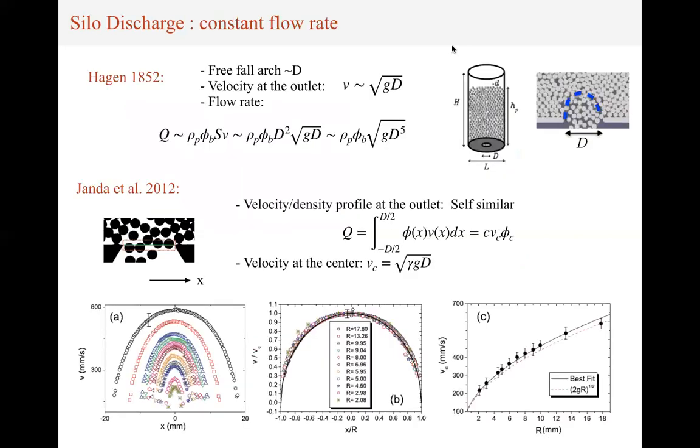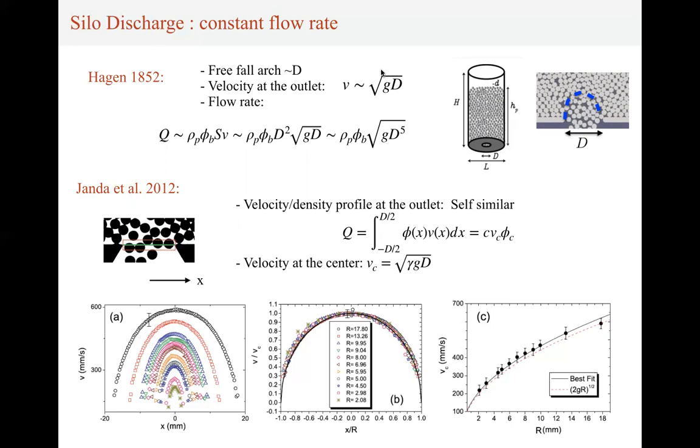So to explain this behavior, in 1852, Hagen suggested that there exists a free-fall arch. If you look at this kind of really simple silo, which is just a cylinder with a circular hole at the bottom, you can suppose that there is an arch based on the size of the bottom. I will call D the size of the outlet. Then if there is this arch, I can suppose that the particles fall in free fall from this arch, which gives a velocity at the outlet which scales with the square root of gD.